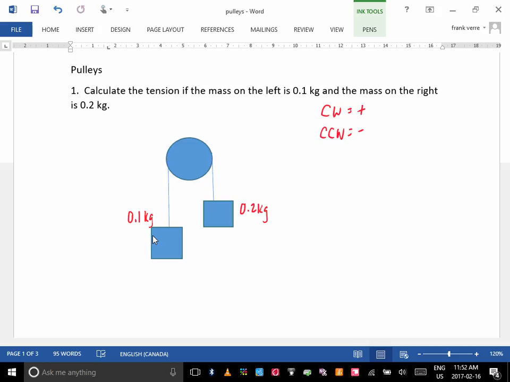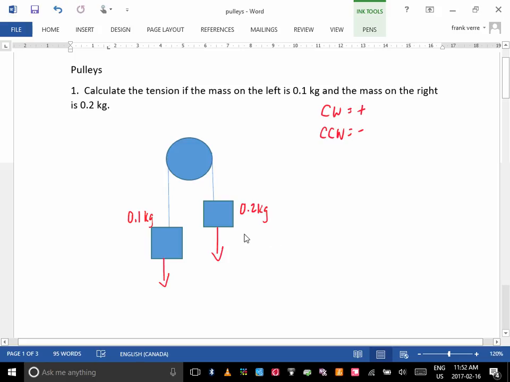All right, now let's think about what's acting on this system. They're connected, but really the only thing acting on this is gravity, right? So gravity is going to pull both objects. But here's the thing. One of those objects is going to go up. The other one's going to go down.